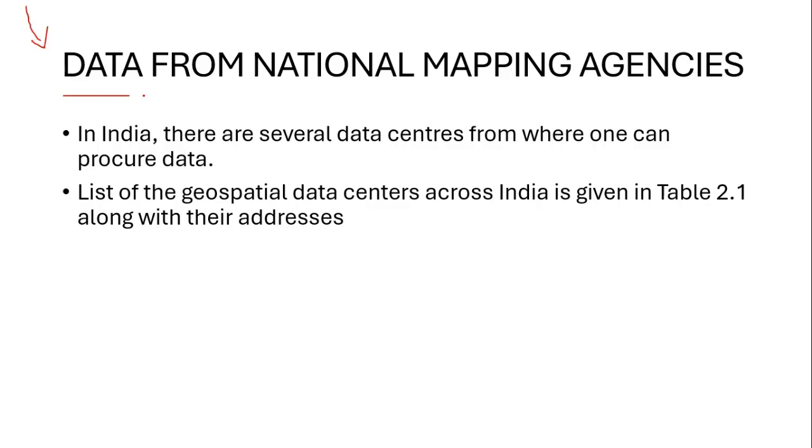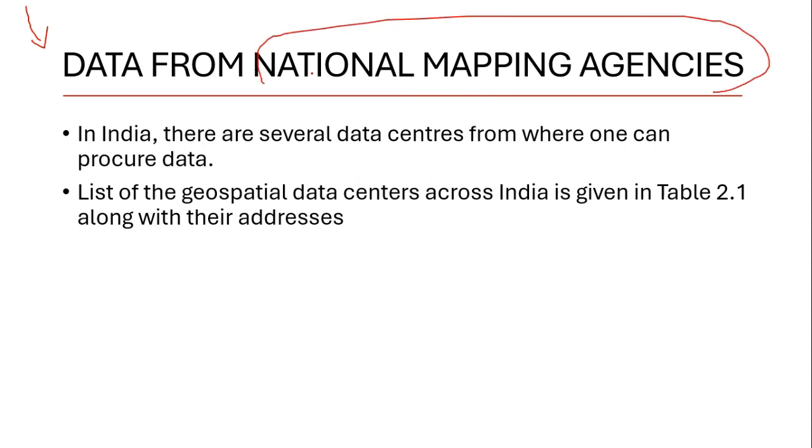Again, we come back to our vector data sources. We have different national mapping agencies that also provide vector datasets. In India, there are several data centers in different states from where anyone can procure data on special request, project based request, or through their organization, university or institute. In the upcoming slides, there is a table where we will see these different national mapping agencies.